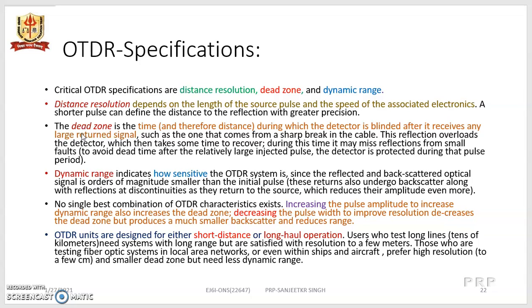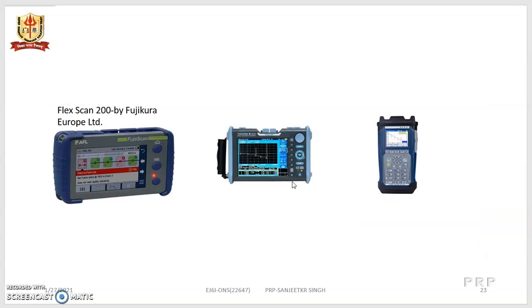So what is dead zone? The time, and therefore the distance, during which the detector is blinded after it receives a large returned signal. Dynamic range shows how sensitive the OTDR system is. So we need to have a compromise between these. This is one of the types of OTDR.